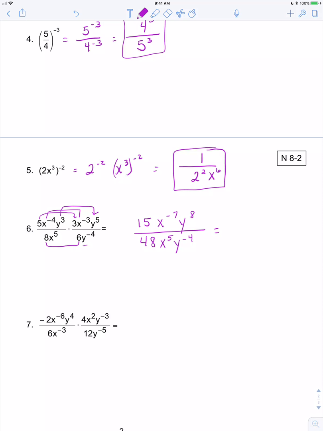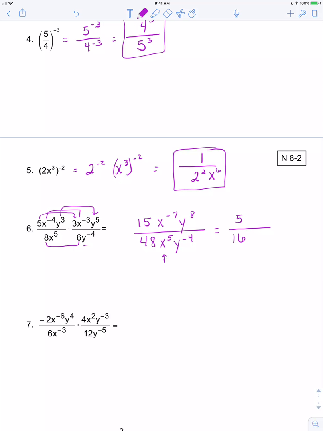Yes, it does. Both are divisible by 3, so 15 divided by 3 is 5, and 48 divided by 3 is 16. So we just reduced the fraction 15 over 48. Okay, so now we have x to the negative 7 divided by x to the 5th. So now we're working with our x's.